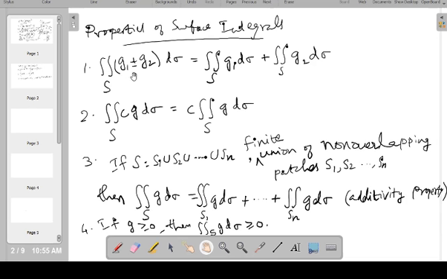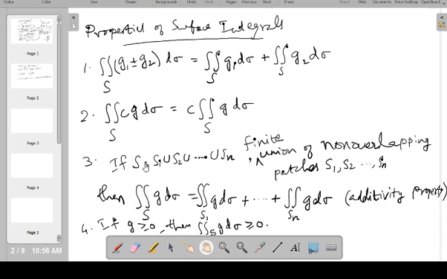The first property says that if you have two real valued functions g1 and g2 defined over the surface S, then g1 plus g2 and g1 minus g2 are well defined, and the surface integral over S of g1 plus or minus g2 d sigma equals the surface integral of g1 plus or minus the surface integral of g2. Property 2 says if c is a real number, then the surface integral of cg is the same as c times the surface integral of g.